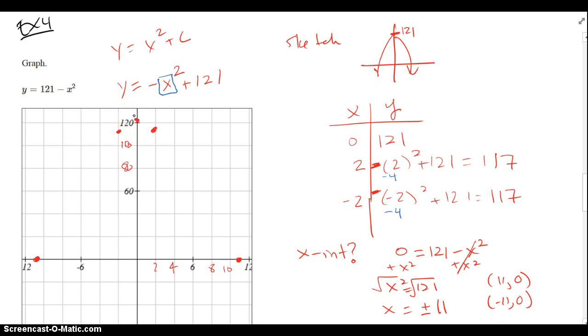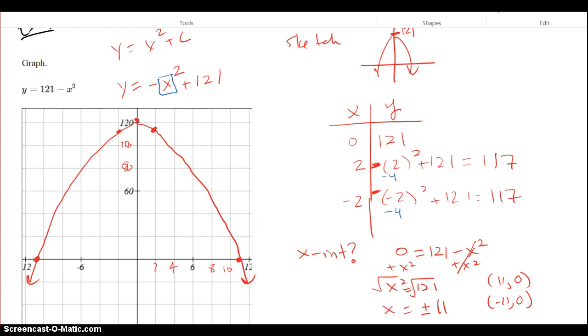So I'm going to try to draw the parabola through these. So there's my parabola. And I can clearly see that the vertex is the y-intercept way up there, and it's got a vertex of 0, 121. And the axis of symmetry goes right through it, which is the y-axis, and the equation is x equals 0.